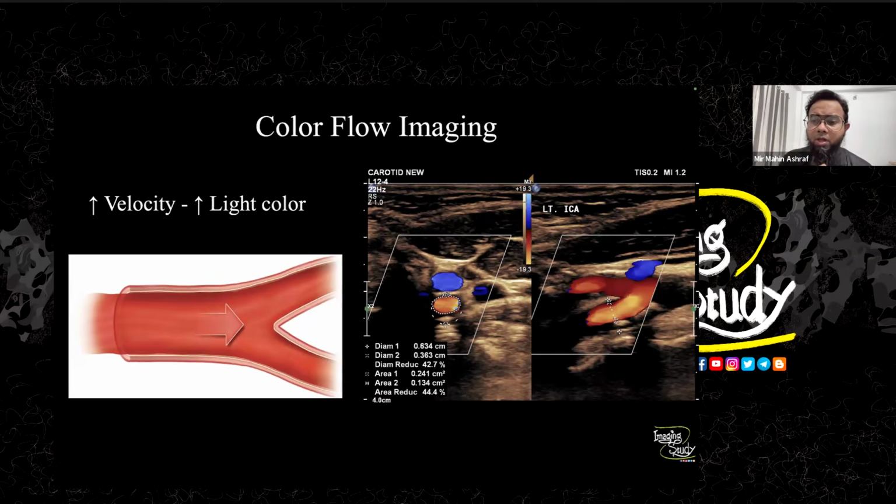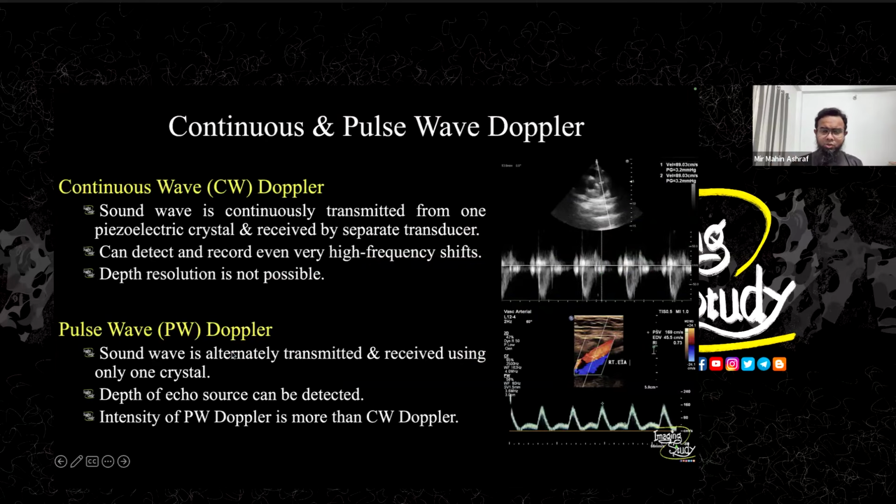We can't say how much velocity is going on here, but with the help of this color flow imaging, we can understand that the flow has different velocities in this image. Usually one single vessel has different parts showing different velocities. Usually the central velocity is the highest, and the peripheral part around the vessel wall has lower velocities. So we have the continuous and pulse wave Dopplers. In case of continuous and pulse wave Dopplers, we have different principles of piezoelectric crystals working.